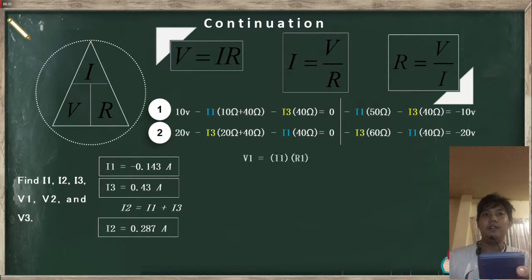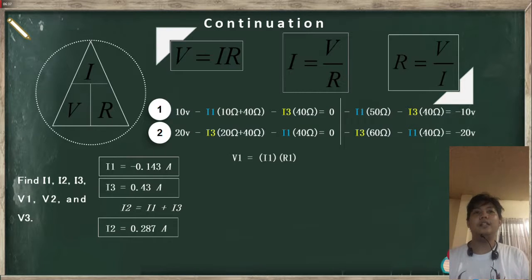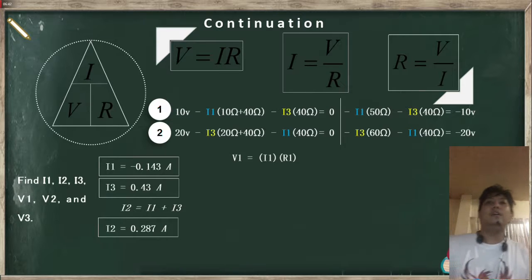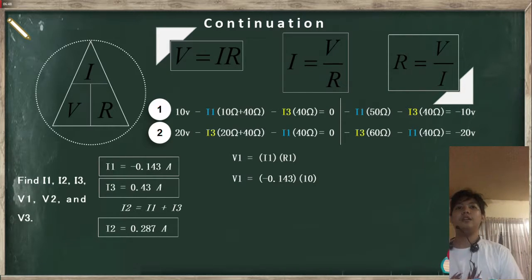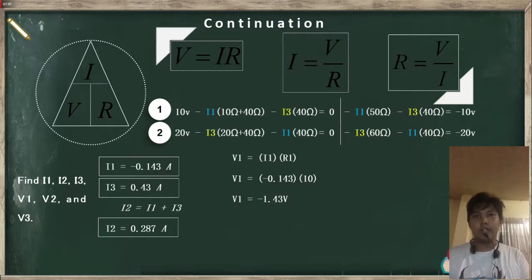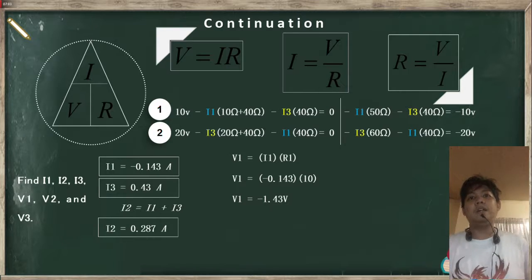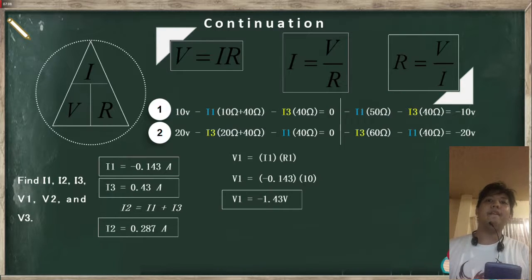So how do we get voltage 1? We already have the current 1 and the resistance 1. So our voltage 1 is equal to negative 0.143 times 10. So the answer is negative 1.43 volts. So this is the voltage 1.